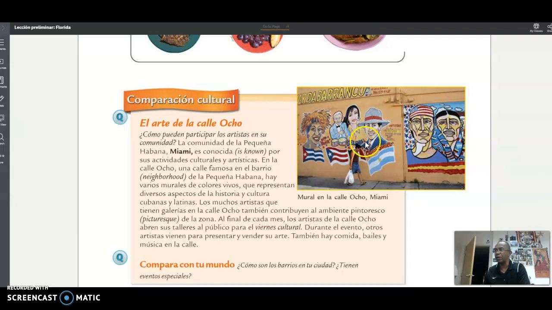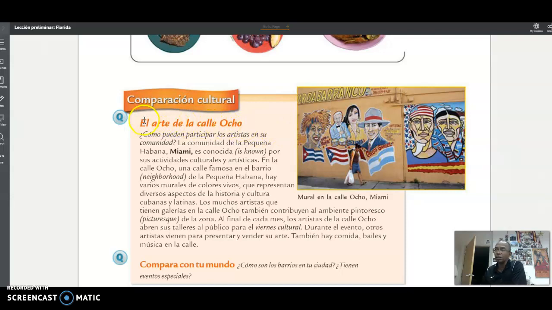So what I would like you to see is the mural. This is a mural in la calle 8 in Miami. It's a mural in la calle 8, which reflects a lot of Latin American influences, such as Cubans and other Latin American countries that have established themselves in that area.